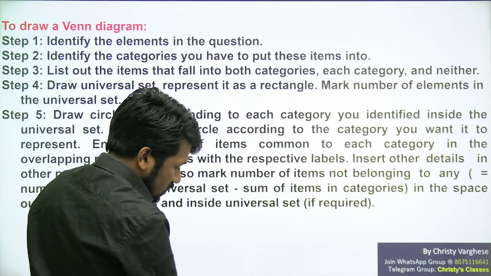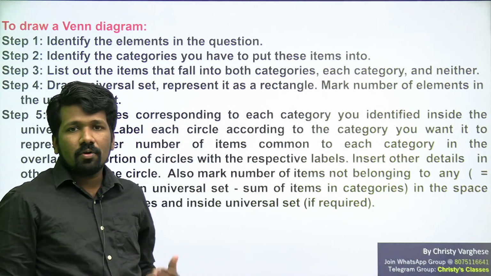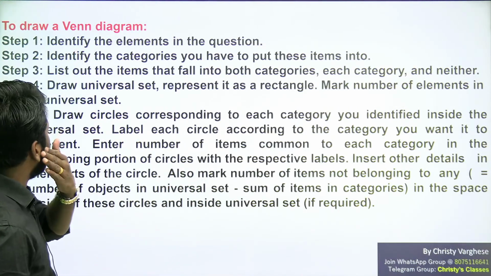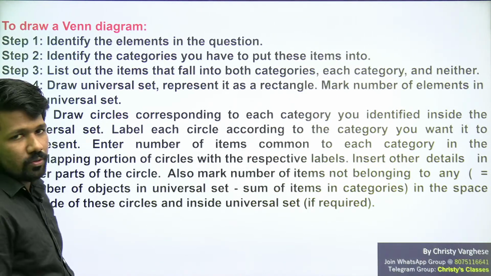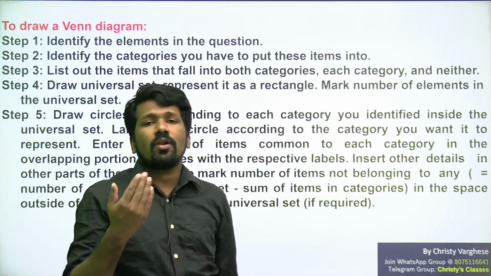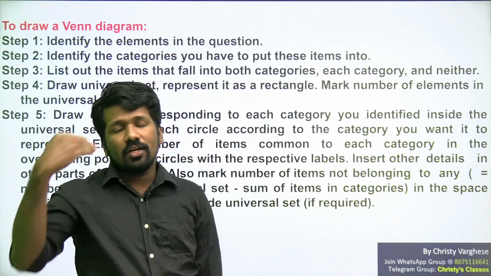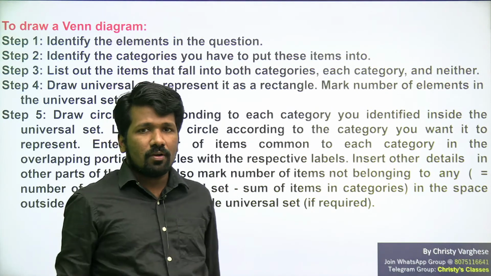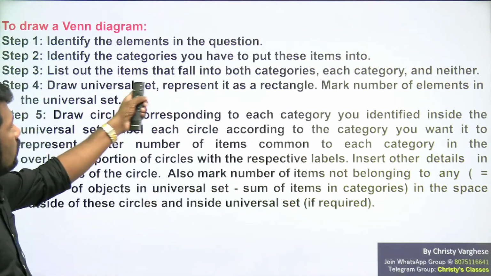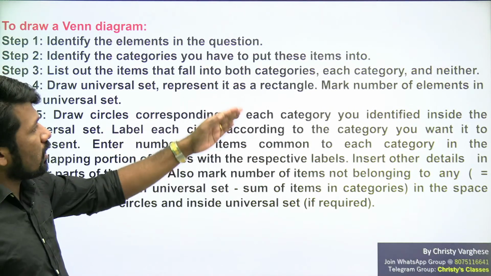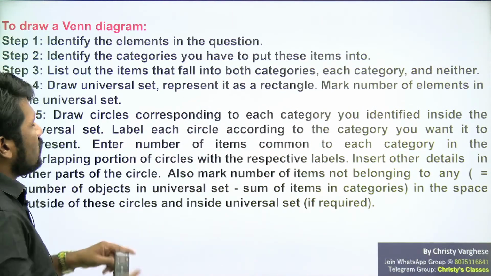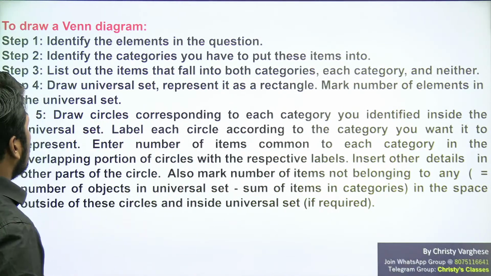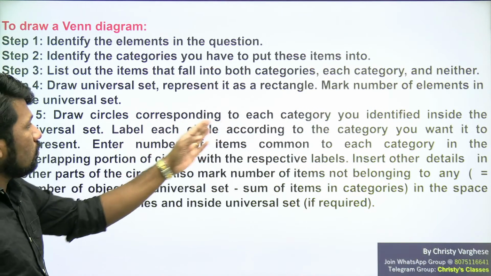For example, if the question says number of coffee drinking people, number of tea drinking people, the elements will be coffee drinking people and tea drinking people. Identify the categories you have to put them into. There are four categories: coffee only drinking, tea only drinking, coffee and tea drinking, and neither coffee nor tea drinking people. Then list out the items that fall into each category, both categories, neither category. Draw the universal set. The universal set we can represent by a rectangle. Mark the number of elements in the universal set. Draw circles corresponding to each category.